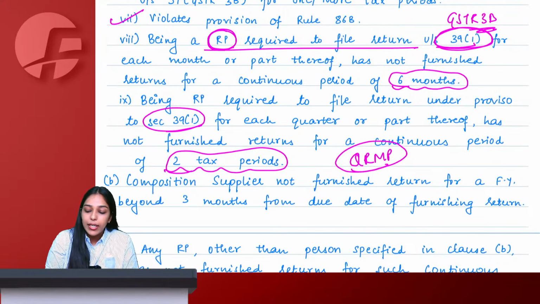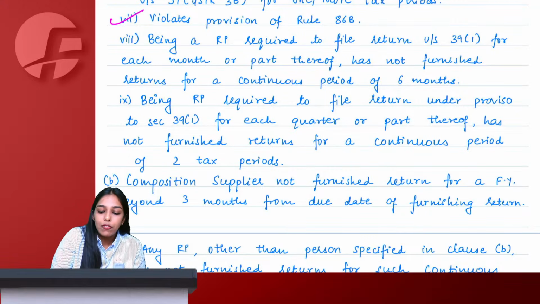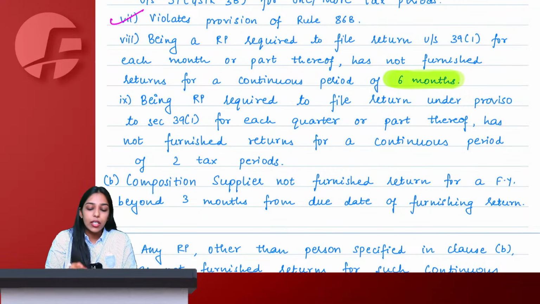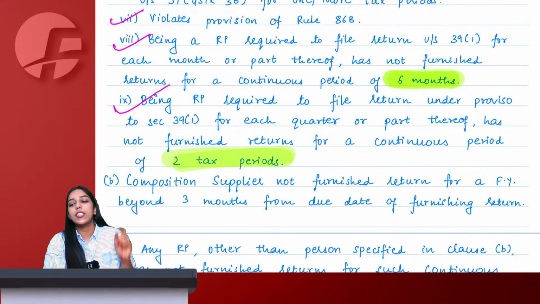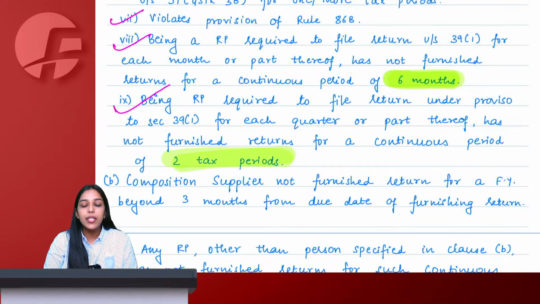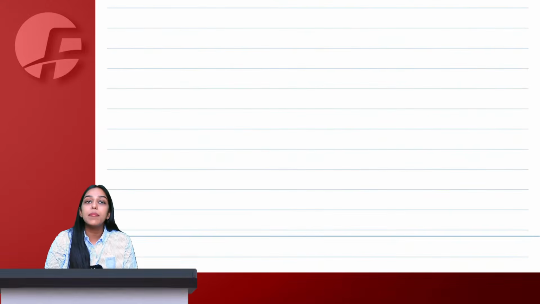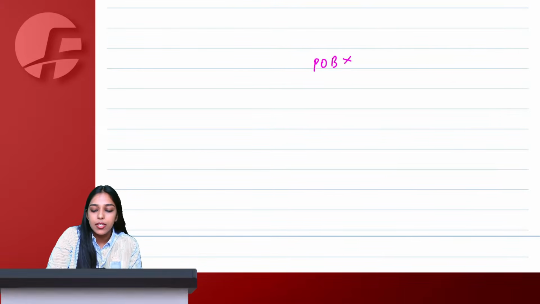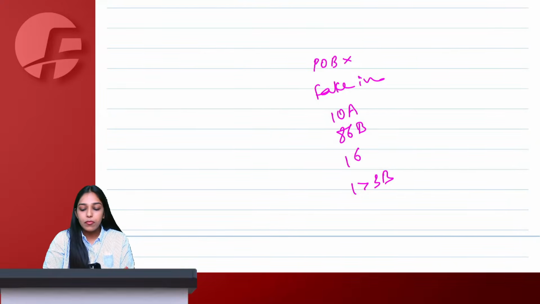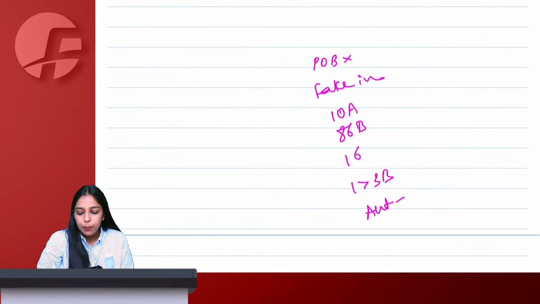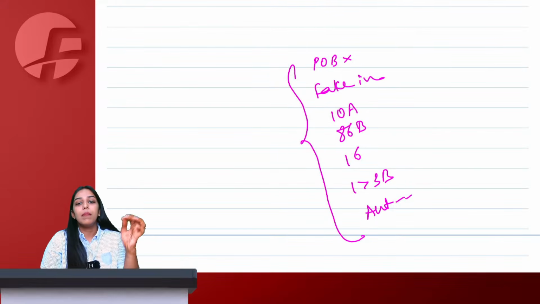But what language will you write? That for a monthly return filer, you have to see 6 months, and for a quarterly return filer, 2 tax periods, if GSTR-3Bs are not filed, then your registration can be cancelled. Chalo, everyone, in the comment section: if I am not doing business from my declared place of business, if I am issuing fake invoices, I am violating rule 10A, I am violating rule 86B, I am violating section 16, I am showing more sales in 1 compared to 3B, or I am violating anti-profiteering provisions, in all of these cases, my registration can be suo motu cancelled by the proper officer.